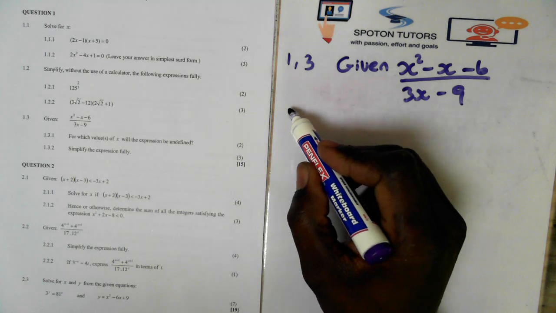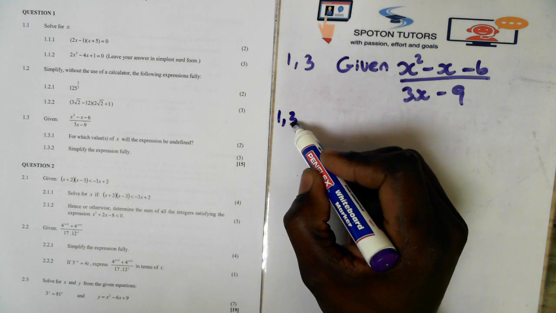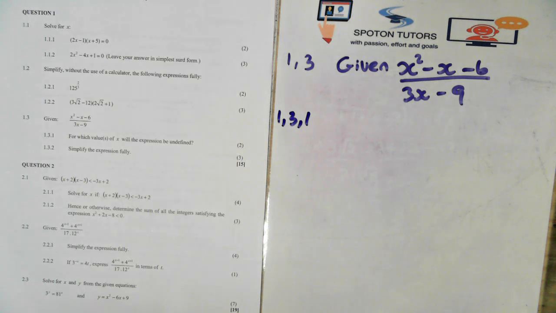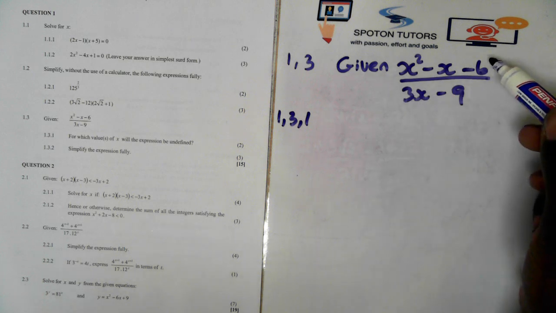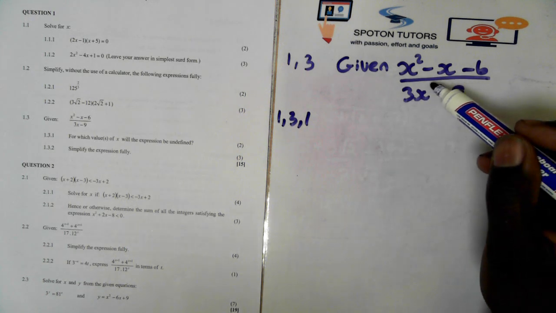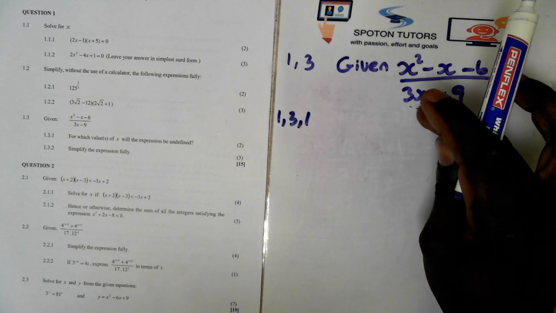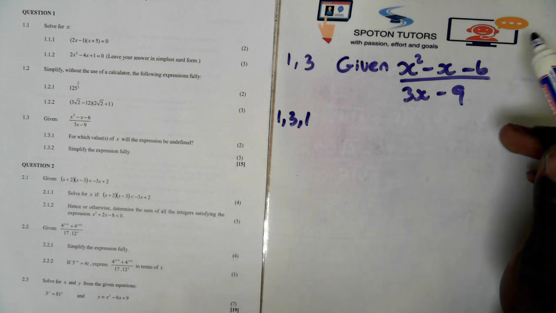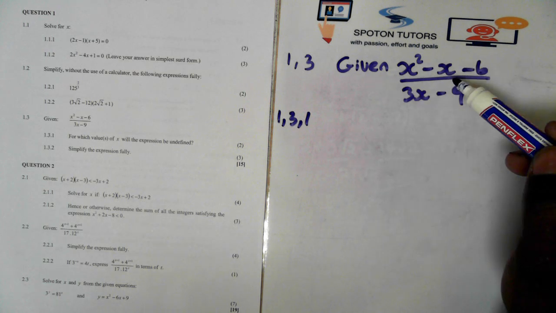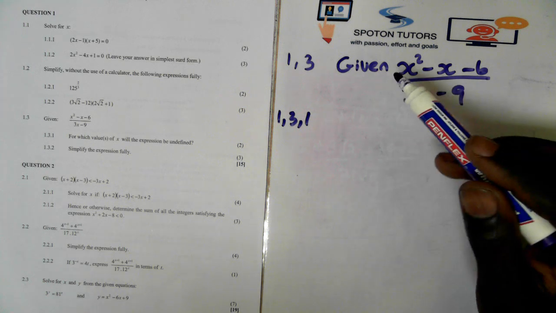Now, I need to explain the concept of a function being undefined. This function, or this expression in this case, will be undefined when a certain value makes the denominator 0. You've got the numerator, you've got the denominator. This expression will be undefined when the denominator is equal to 0. So what does that mean now in practical terms? If you have anything which is divided by 0, that is undefined.